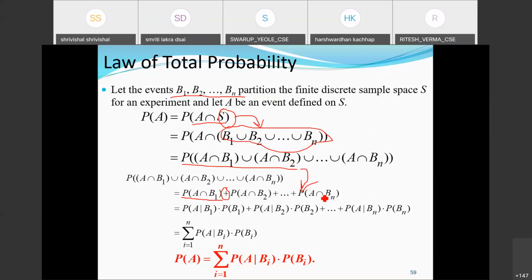Sir, which book? The Schaum's Outline or the MIT one? Anyone, I think. I don't remember exactly which book I refer to here, but I think you can find it. If you're not able to find it in the textbook, just let me know and I can share it here with the complete reference. Okay, thank you, sir. No issue.